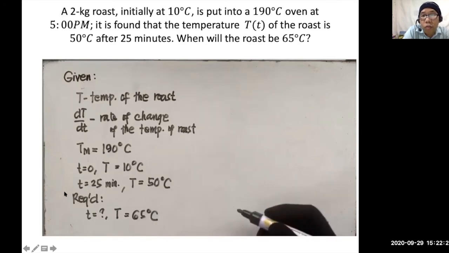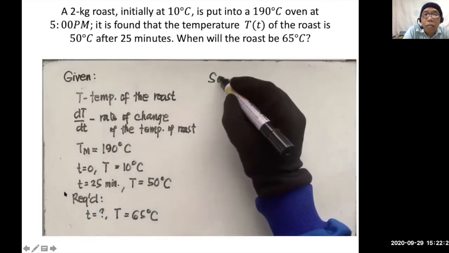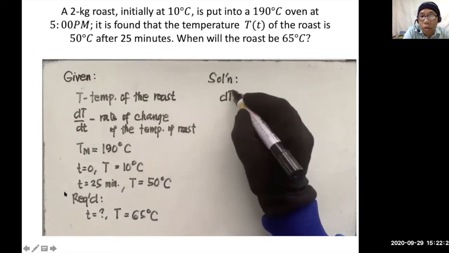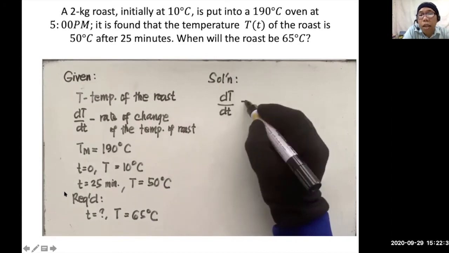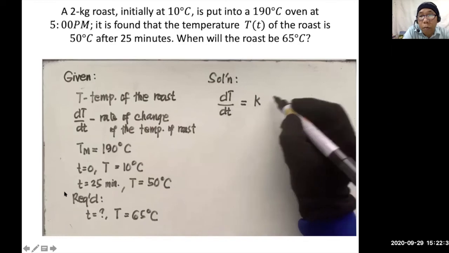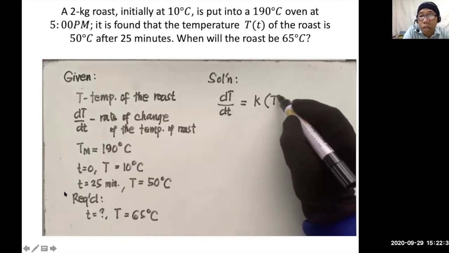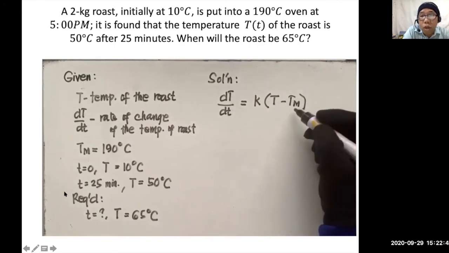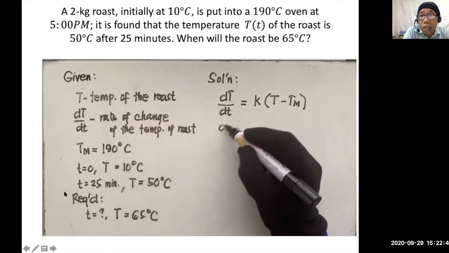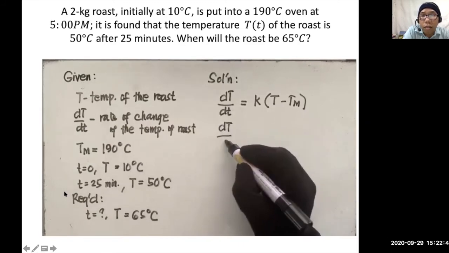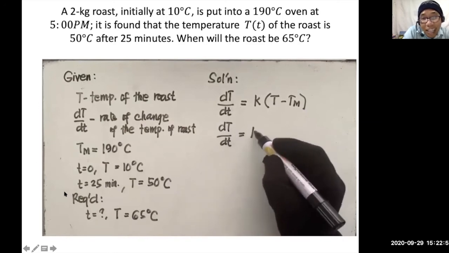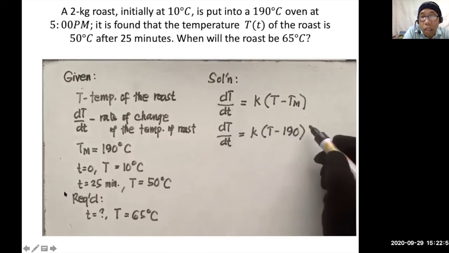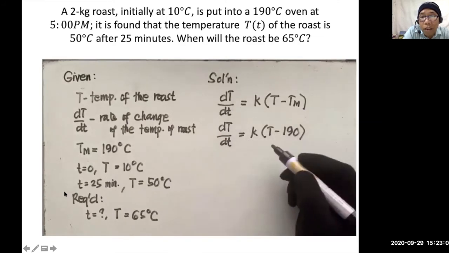Now, in our solution, Newton's law of cooling states that, ano ulit? The rate of change of the temperature of the cooling body is proportional. That's why you have K. So dT with respect to time is equal to K times the difference between the temperature of the body and the constant temperature of the medium surrounding the body. Okay, so as you can see, hindi na ako naglagay ng negative dyan. Basta, okay, let's proceed here. Now we apply, ano yung T sub M natin? So 190 degrees Celsius.